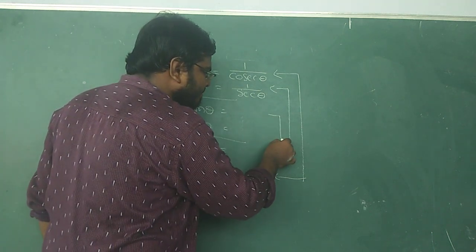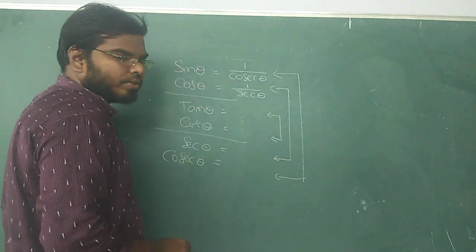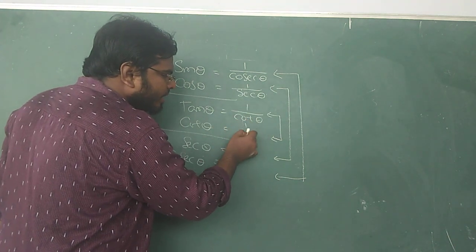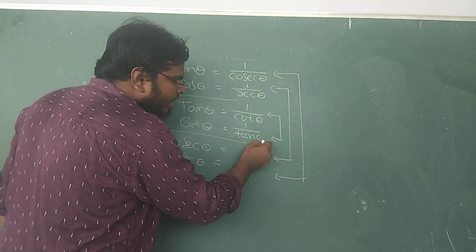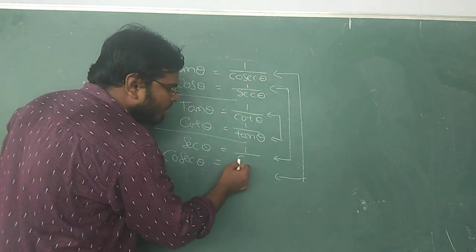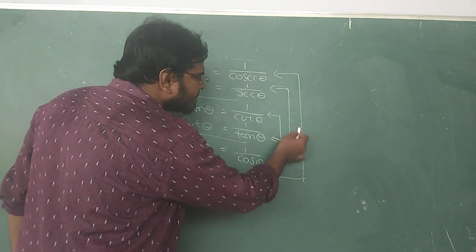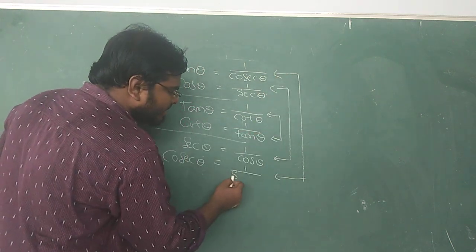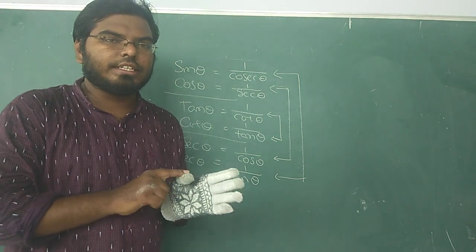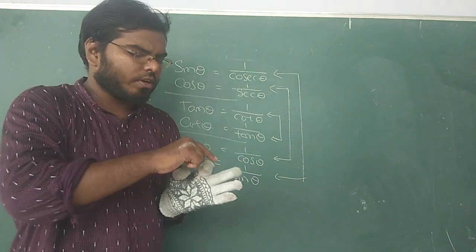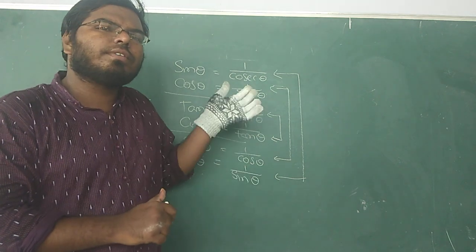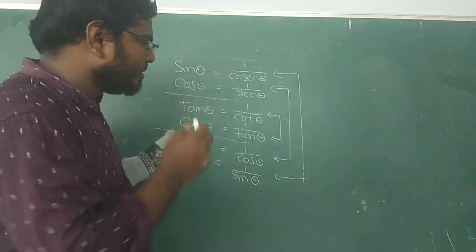The next here, these two are the reciprocal to each other. Tan theta is equal to 1 by cot theta. Cot theta is equal to 1 by tan theta. And sec is 1 by cos theta, and this line makes 1 by sin theta. Is there any doubt? Sin theta is equal to 1 by cosec theta, cos theta is equal to 1 by sec theta, tan theta is equal to 1 by cot theta, then all are the reverse. That means reciprocals to each other.